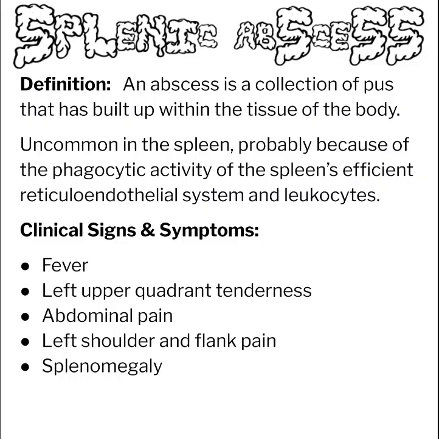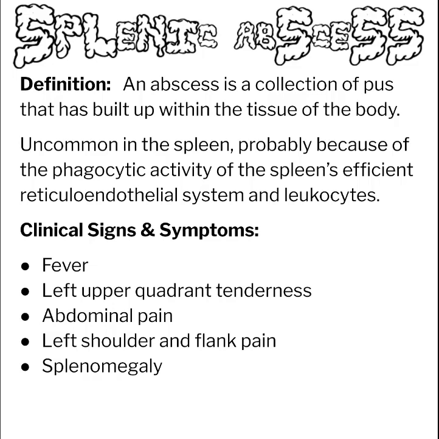Let's look a little bit closer then at splenic abscesses. So we know that abscesses are the body's way of trying to block off an infection. So usually there's a bacterial infection. That bacteria starts to produce pus. The body doesn't want that to get around to the rest of the body, so it starts to wall it off, and what we result then in is an abscess. So an abscess is a collection of pus that's built up in the tissue of the body.